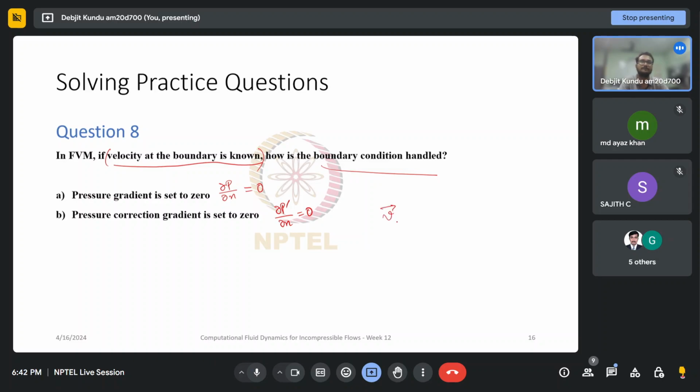So let's say VB is some known quantity. It can be a constant, it can be a function with respect to X or Y or even T, but whatever, it is a Dirichlet type boundary condition where velocity is given. How would we handle it in finite volume method when we are using something like SIMPLE, SIMPLER, or SIMPLEX?